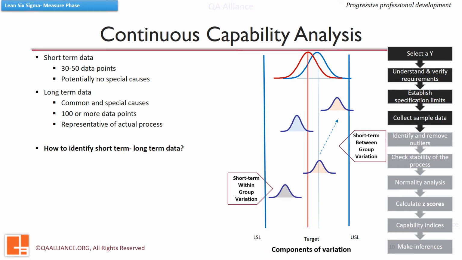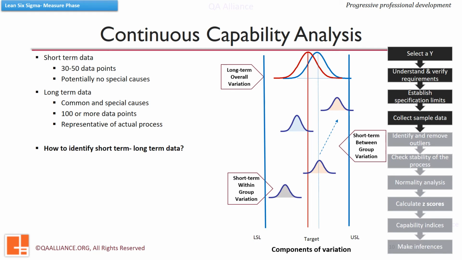Here we have to evaluate both common and special causes. Typically 100 or more data points are good for long-term analysis. This makes the data more representative of the process performance. We must also understand here that there is nothing like pure short-term or pure long-term data. The data would be something in between. It is a call we need to take to decide what type of data is in our hands.